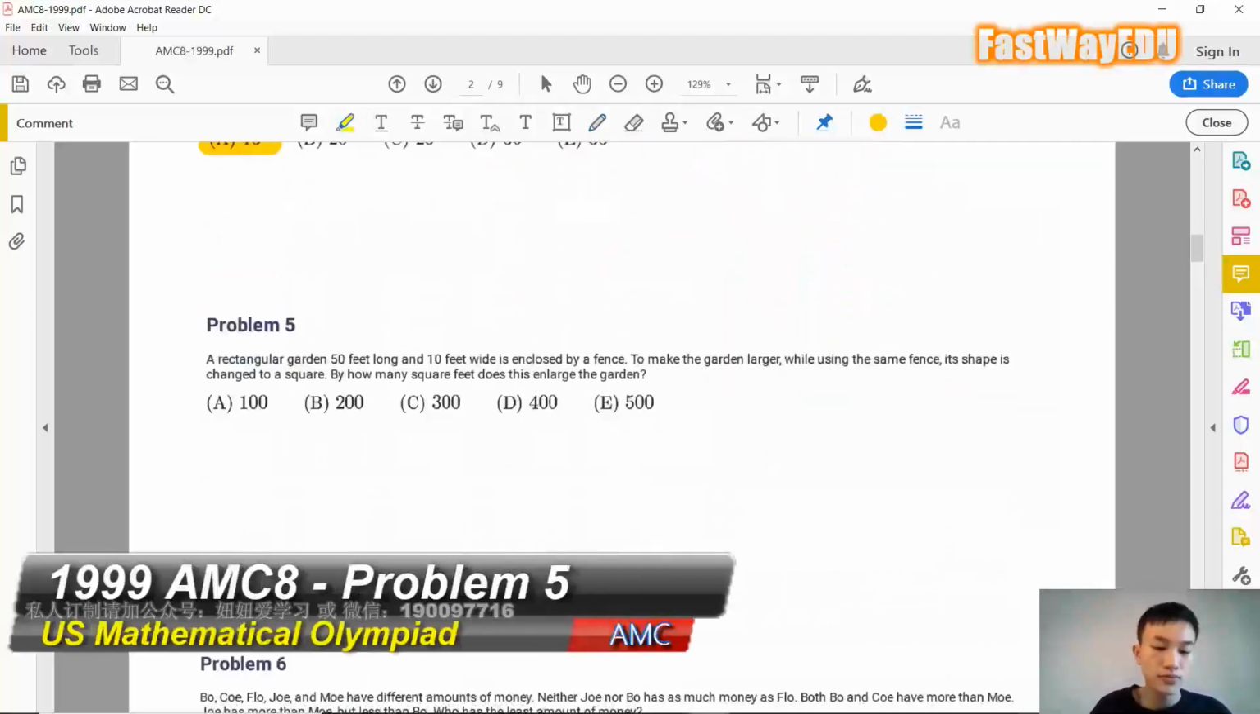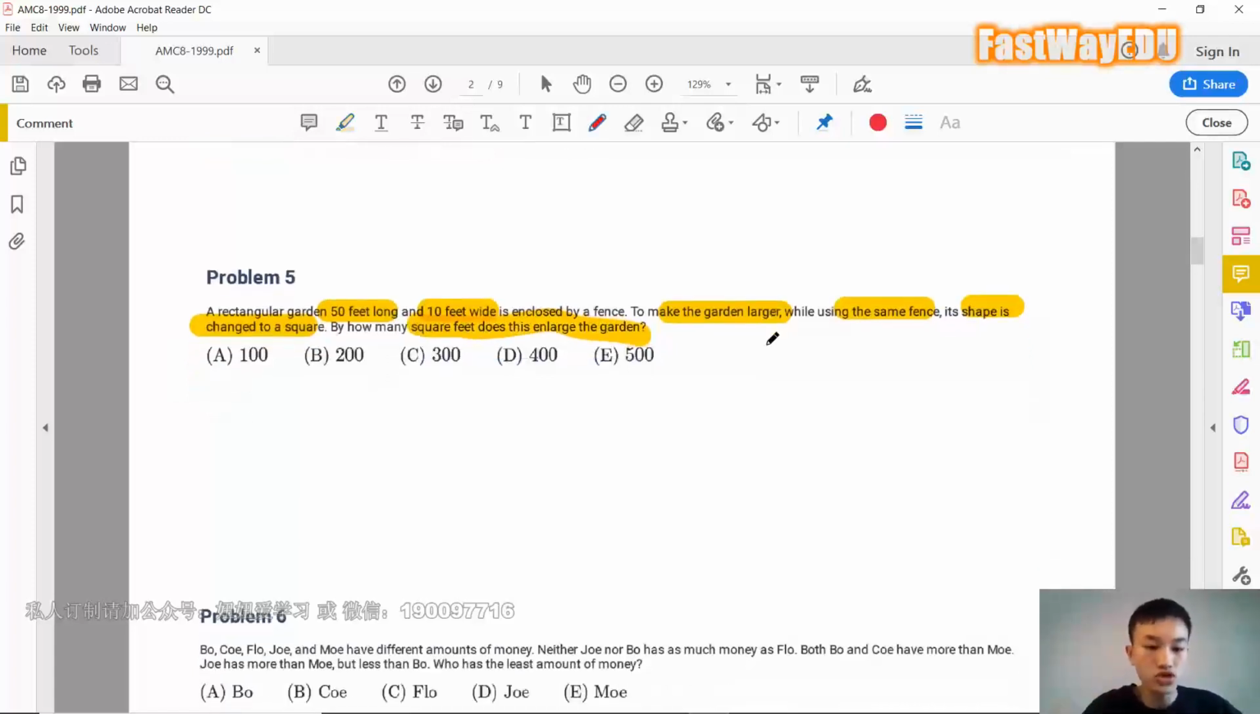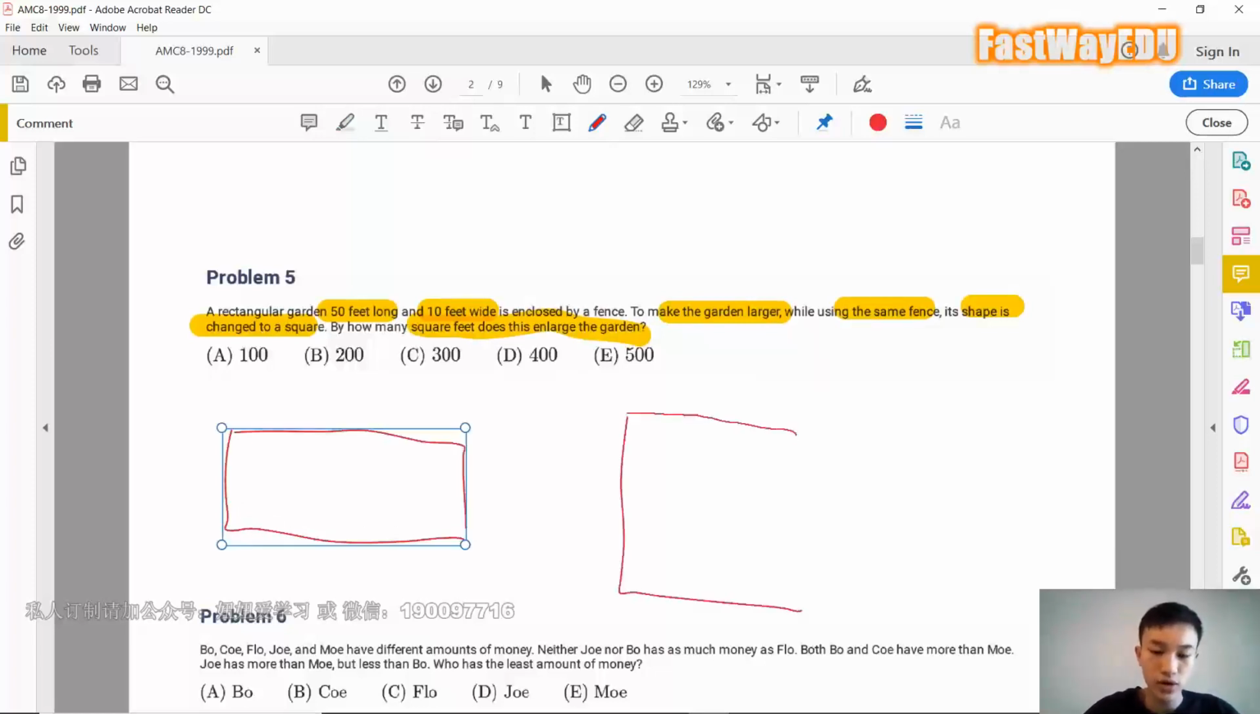Problem 5. A rectangular garden, 50 feet long and 10 feet wide, is enclosed by a fence. To make the garden larger while using the same fence, its shape is changed to a square. How many square feet does this enlarge the garden? Alright, let's just draw a quick little diagram here. So we're going to have our rectangle, and we're going to change it into a square.